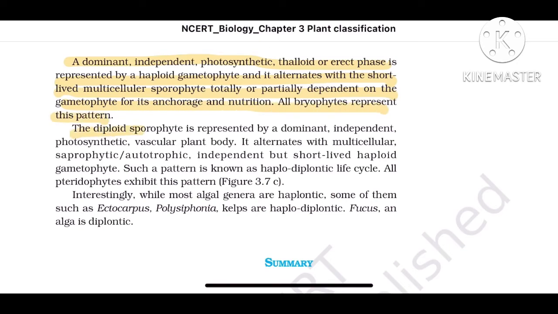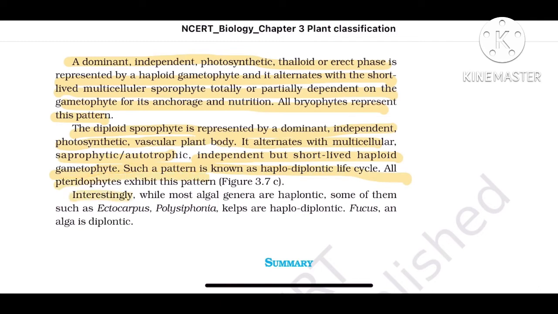The diploid sporophyte is represented by a dominant independent photosynthetic vascular plant body. It alternates with multicellular saprophytic or autotrophic, independent but short-lived haploid gametophyte. Such a pattern is known as haplodiplontic life cycle. All pteridophytes exhibit this pattern.